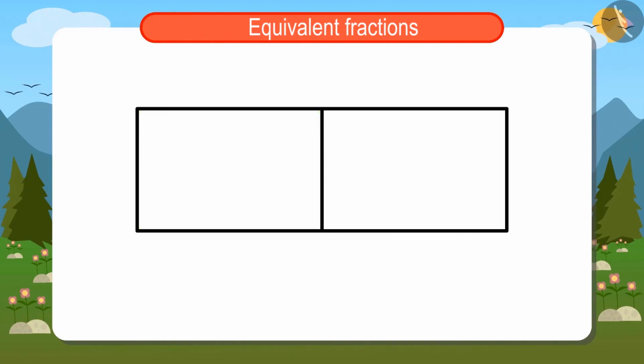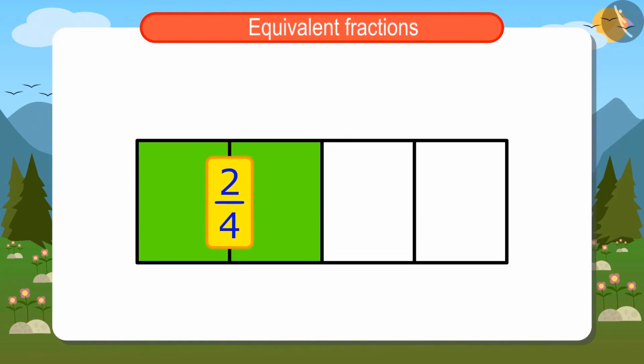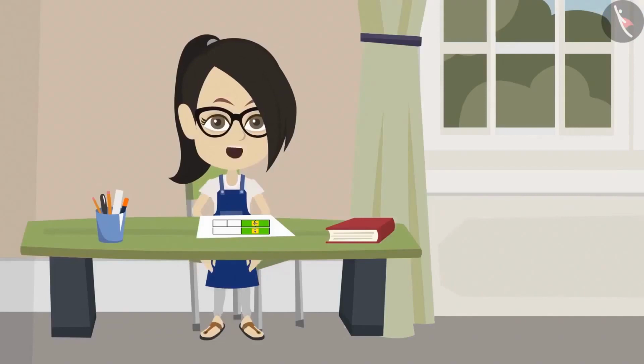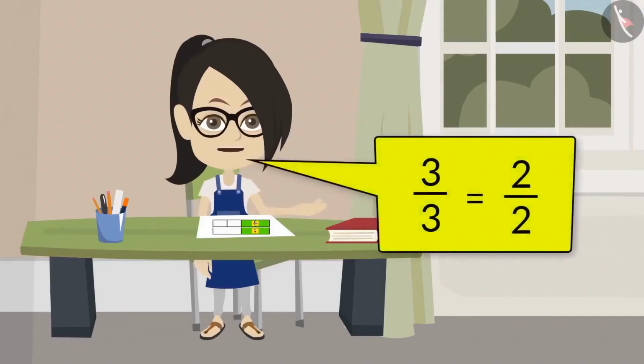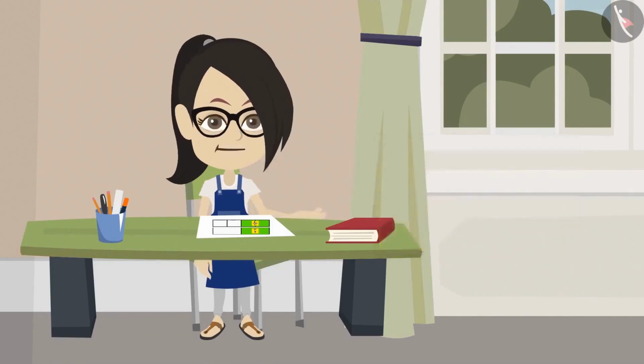Now in order to find the 2/4 of this rectangle, first I will divide it into 4 equal parts. Now 2 of these 4 parts will be 2/4 of this rectangle. Yes, now I can say that 1/2 and 2/4 are showing the same size. So they are equivalent. Just like this, we also got to know that 3 upon 3 and 2 upon 2 are equal. We should check the equivalence of these 2 fractions too, following the same way.